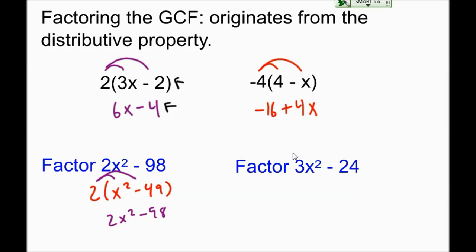Looking at this one, well, I know 3 divides 3 and 3 divides 24. This has an x, this doesn't. So x's stay the same. So I'm going to have 3 times x squared minus 8. And actually, for those of you who want to correct me, you can keep factoring this one. We're not going to mess with that in this video. I'll get to it, promise.